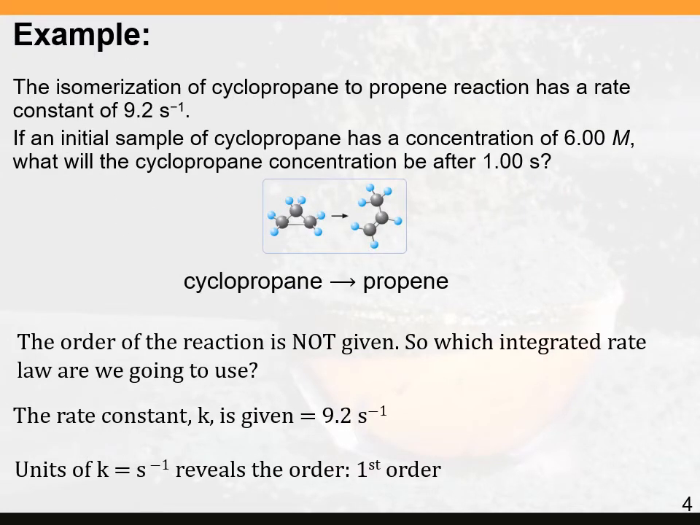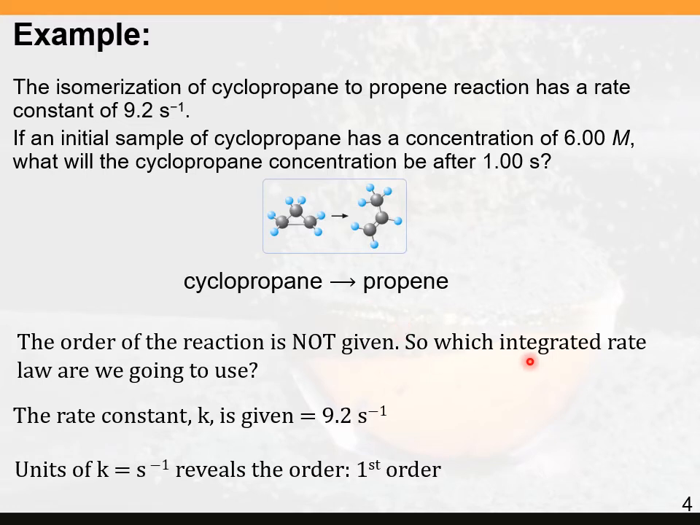In this example, we are given the isomerization reaction of cyclopropane to propene. The rate constant is given 9.2 per second. The initial concentration is 6 molar, and we're asked to calculate the concentration after 1 second. In order to solve this question, we have to know the order of the reaction so that we pick the correct integrated rate law. But within the question, the order is not provided. So which integrated rate law are we going to use?